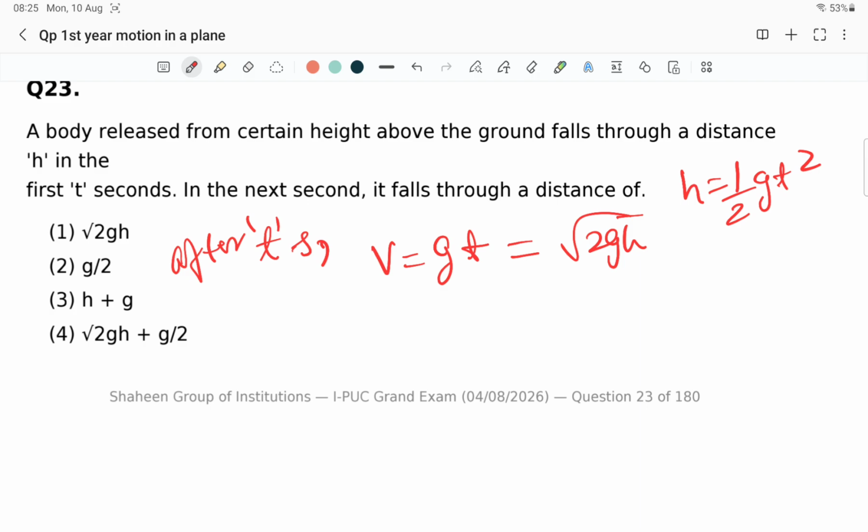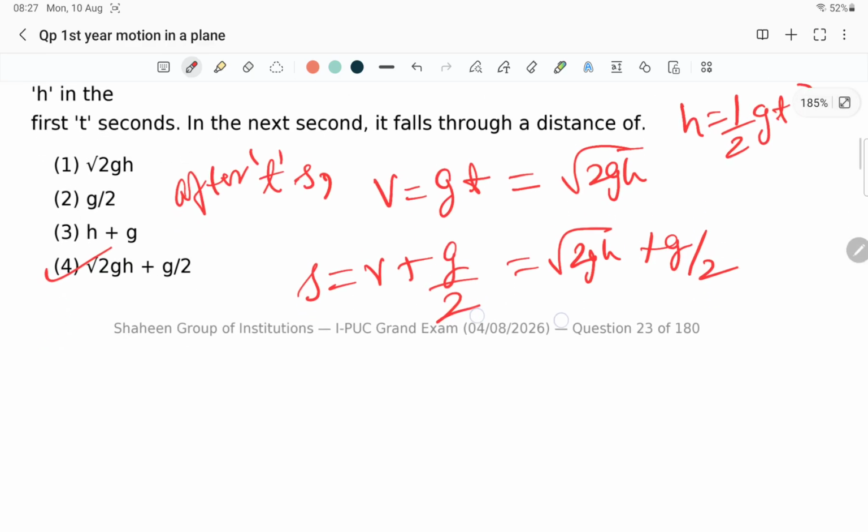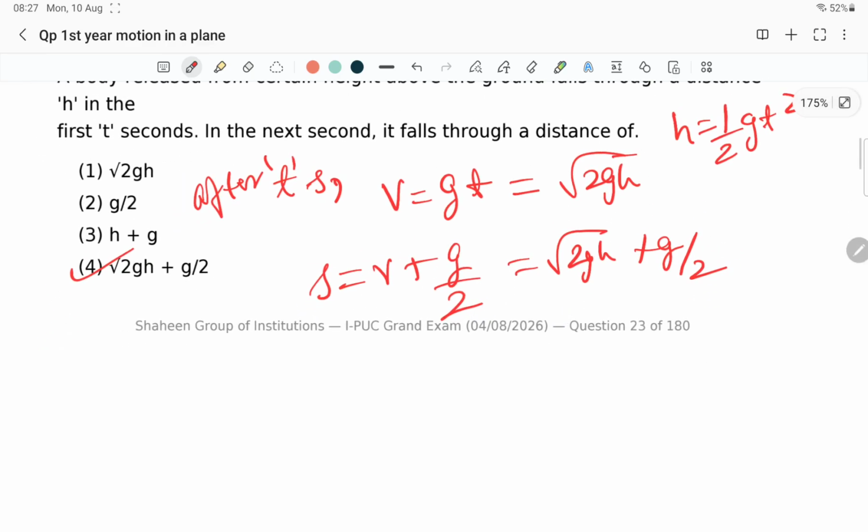Okay, so in the next second, it falls through a distance of, so distance in the next 1 second, s is equal to v plus g by 2. So you get root 2gh plus g by 2. So if you have not understood this, let me do it in another way.